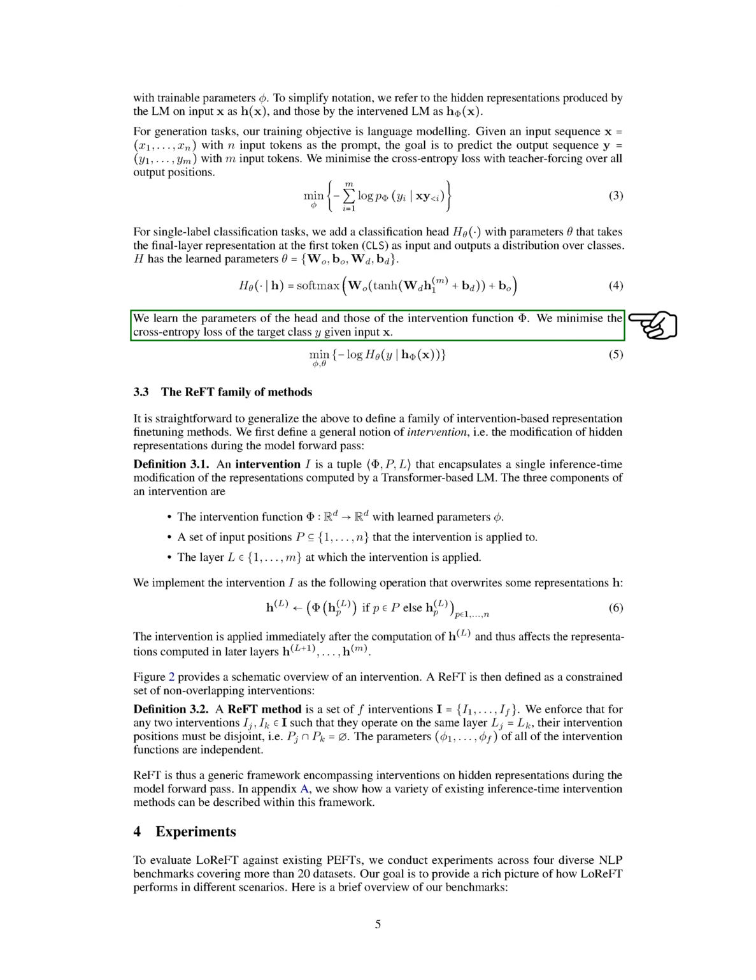The training objective varies based on the task, such as language modeling for generation tasks and cross-entropy loss minimization for classification tasks.